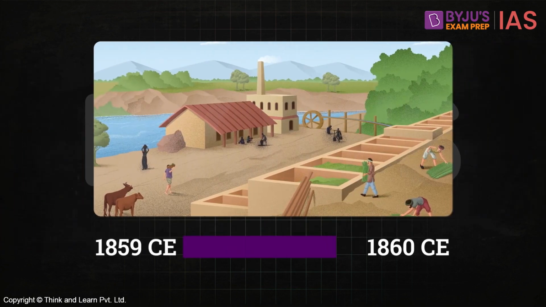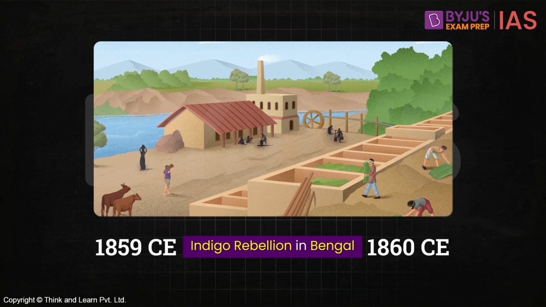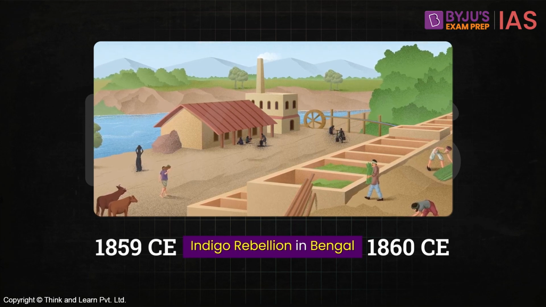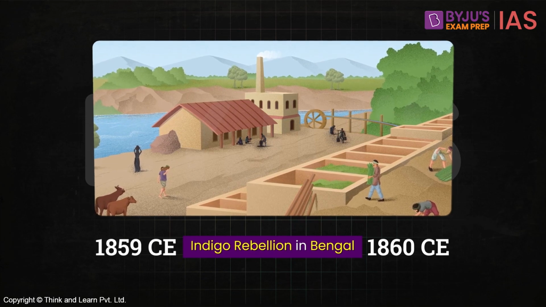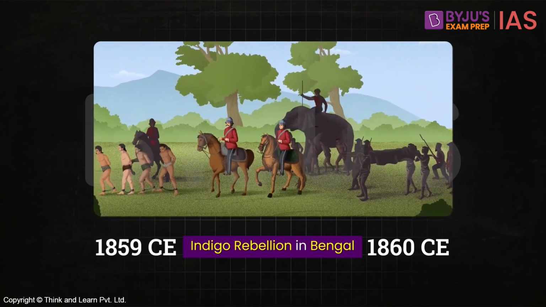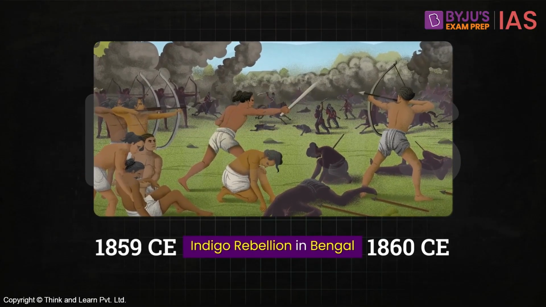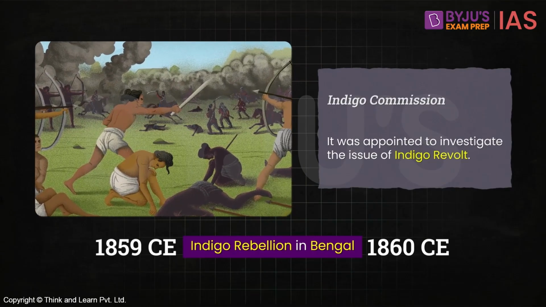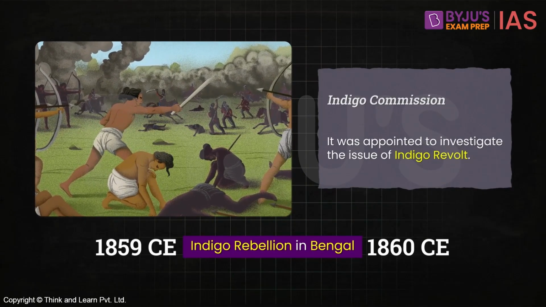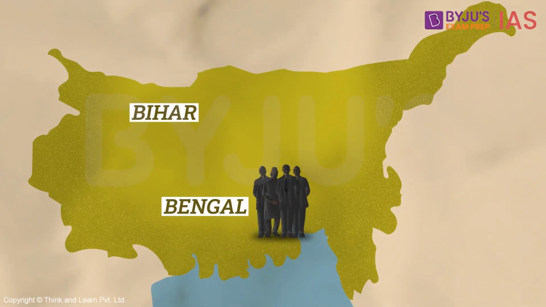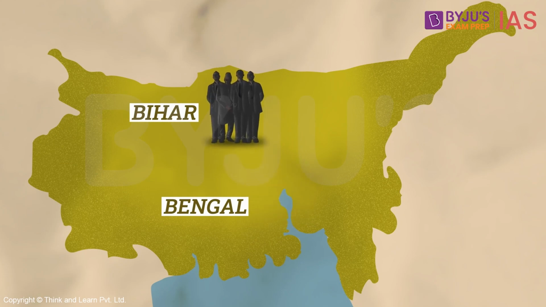In 1859, a new revolution started to take shape in the form of peasant revolts in the eastern parts of the country. The peasants of Bengal had begun protesting against the forced plantation of the indigo crop. These riots forced the British government to appoint an indigo commission to investigate the issue. Many planters from the lower Bengal region had to shift to Bihar too.